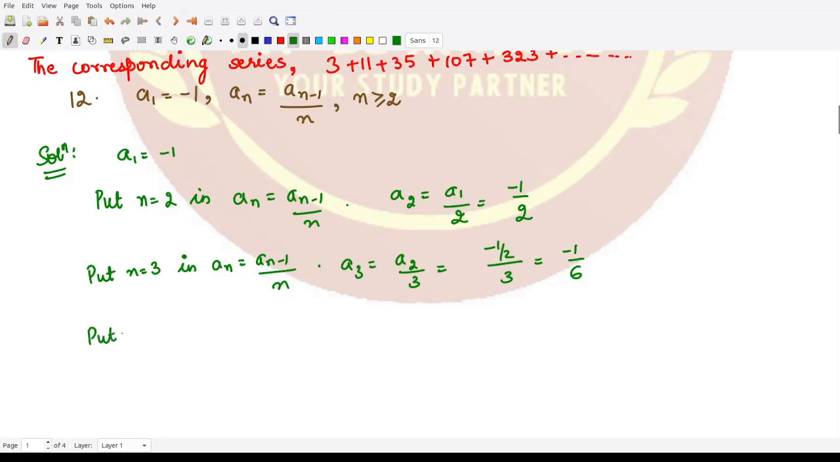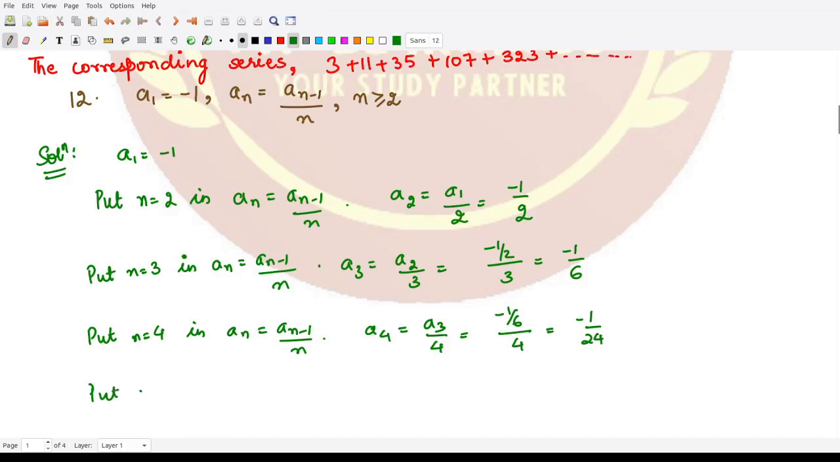Next we need to substitute n equal to 4 in our general term, an is equal to an minus 1 upon n, so that a4 would be a3 divided by 4. What is the value of a3? It is minus 1 by 6 divided by 4. So your answer would be minus 1 by 24, correct?